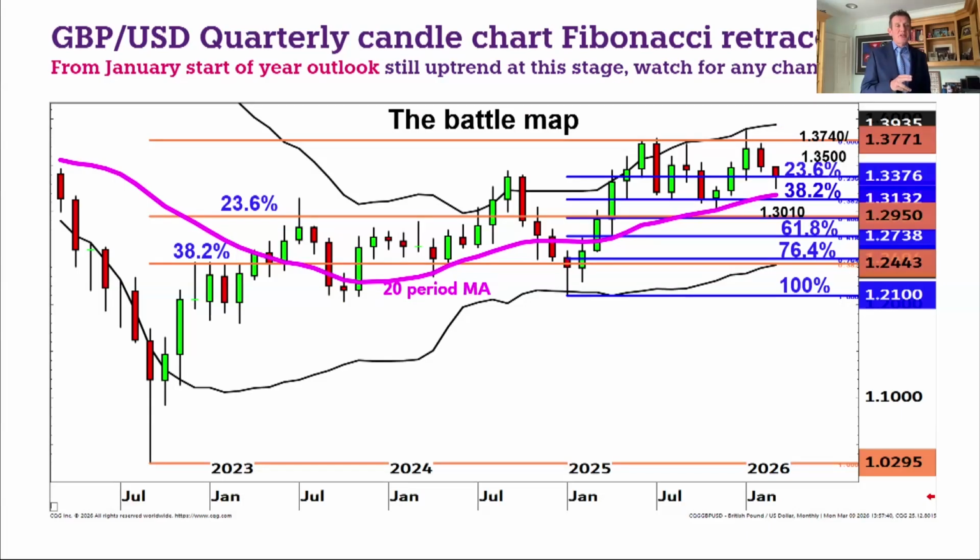this is from the January start of the webinar. I just thought I'd put it on here because of the orange lines. I call this the battle map for sterling dollar, and it keeps it very simple. The orange lines are the retracement of the whole move up, and I put the first two, the 23.6 and the 38.2%. And the blue retracement lines are just of last year's start of year rally, so from 2025.